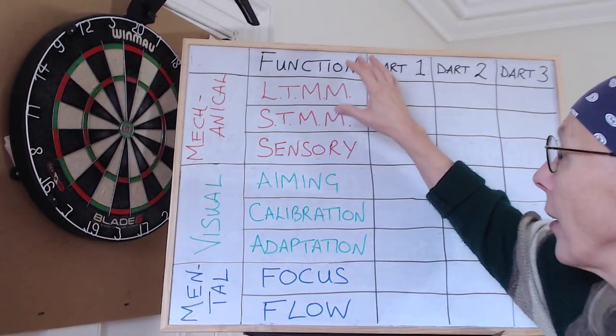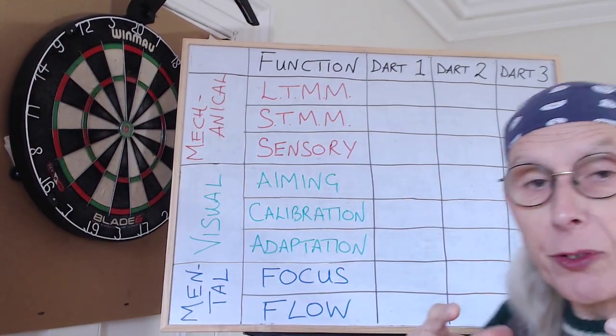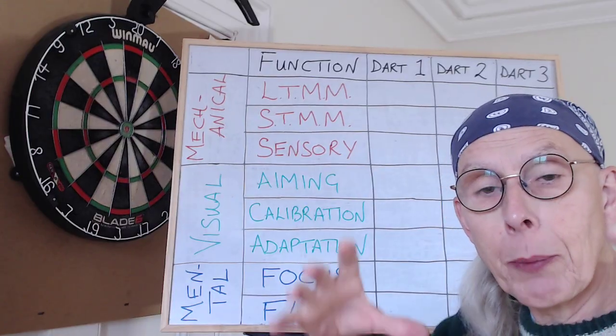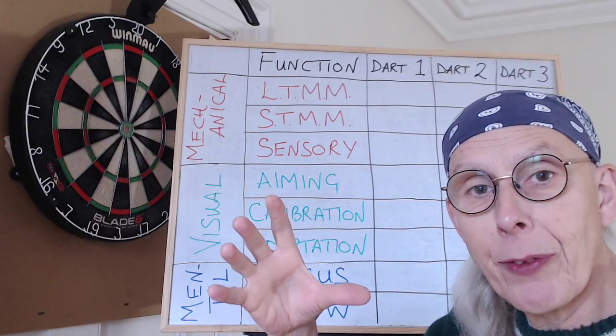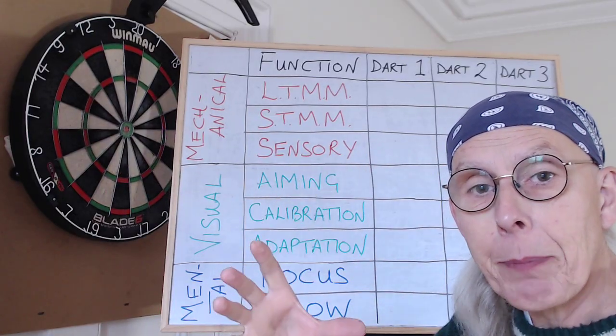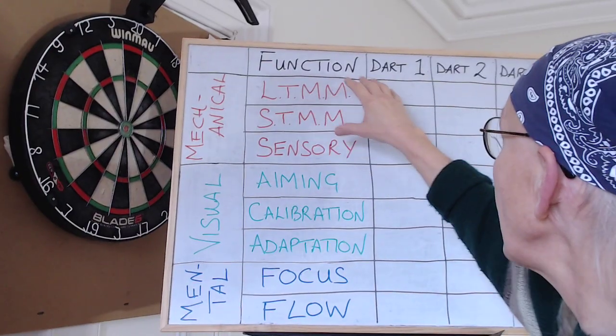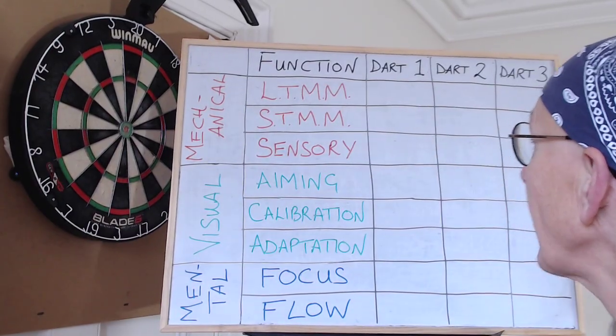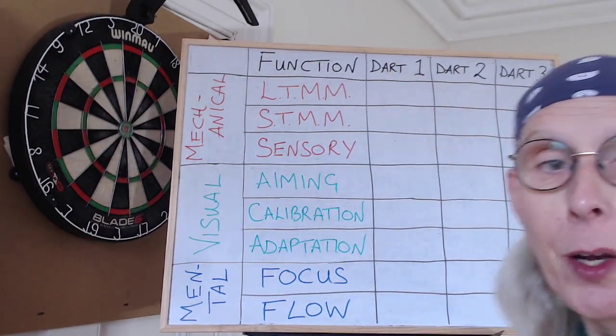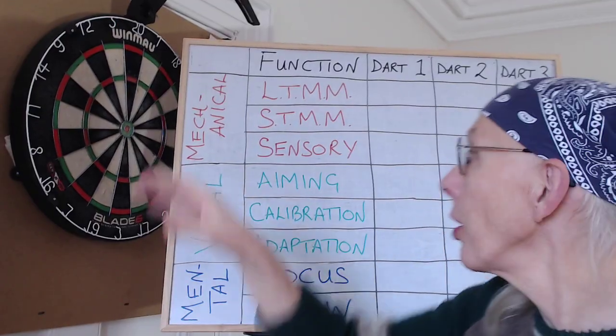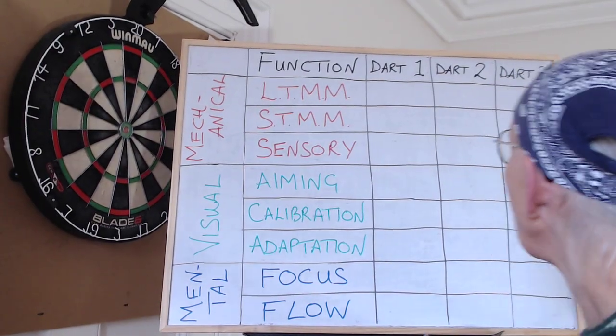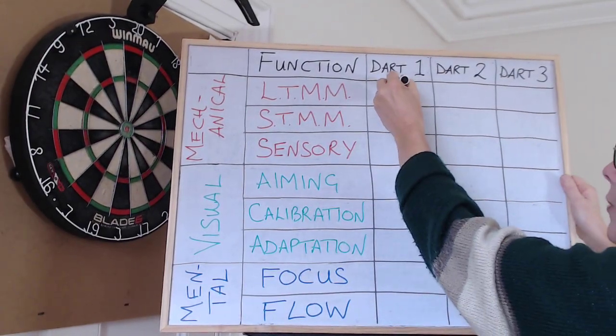And we were speaking about this in terms of a brain model, the brain of the dart player, and I'm just going to summarize on this chart what that model was telling us. So for dart 1 then, what we were speaking about was long-term muscle memory was high. So I'll put H for high here.